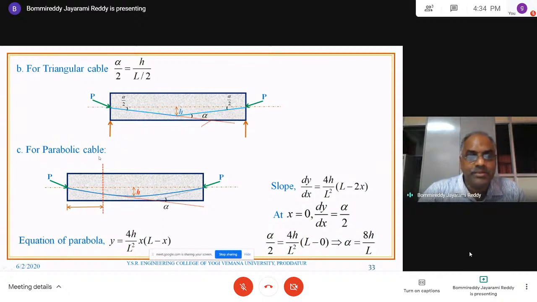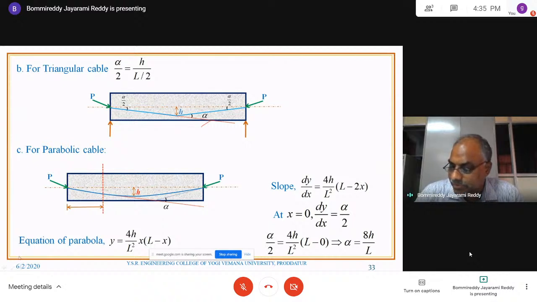Then for a parabolic cable, sometimes the cable may be parabolic in nature. If the cable is parabolic, you know the equation of the parabola: y, the dip of the cable, or h, is 4h by L square times x into L minus x. And if the tangent is drawn at this point, what is the slope at that point? Slope means dy by dx. You differentiate this, it is 4h by L square times L minus 2x. This is the slope equation.